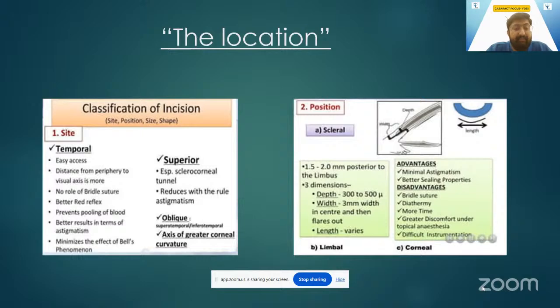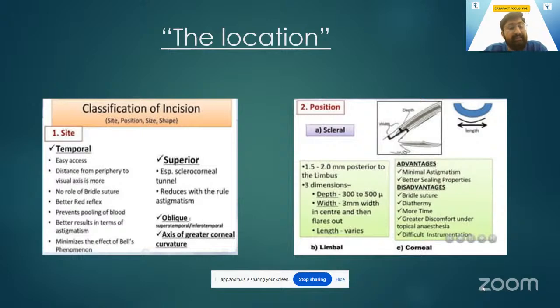At the same time, in case of superior incisions, yes, when you're talking about a tunnel, because you are entirely dissecting the sclera, the superior incisions of entry are the ones which are preferred in cases when you're doing SICS. And in case of with-the-rule astigmatism, it definitely reduces. Apart from it, the incisions are further subdivided on the basis of scleral, what we were talking about. The scleral incisions are usually 1.5 to 2 mm posterior to the limbus.